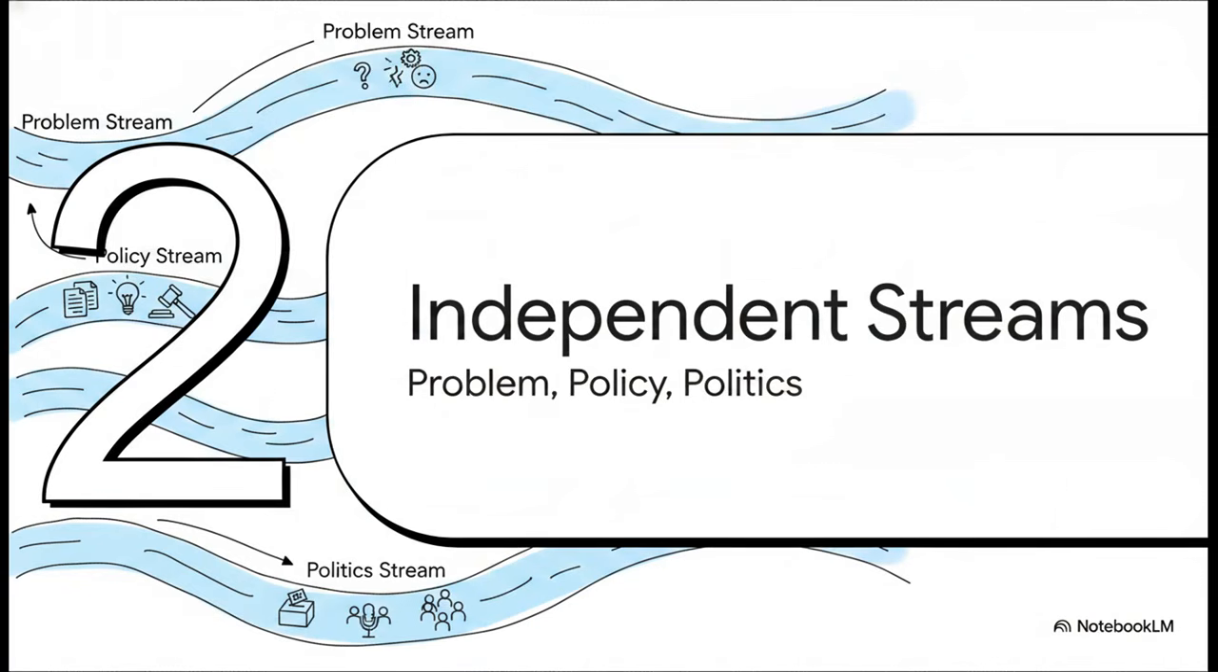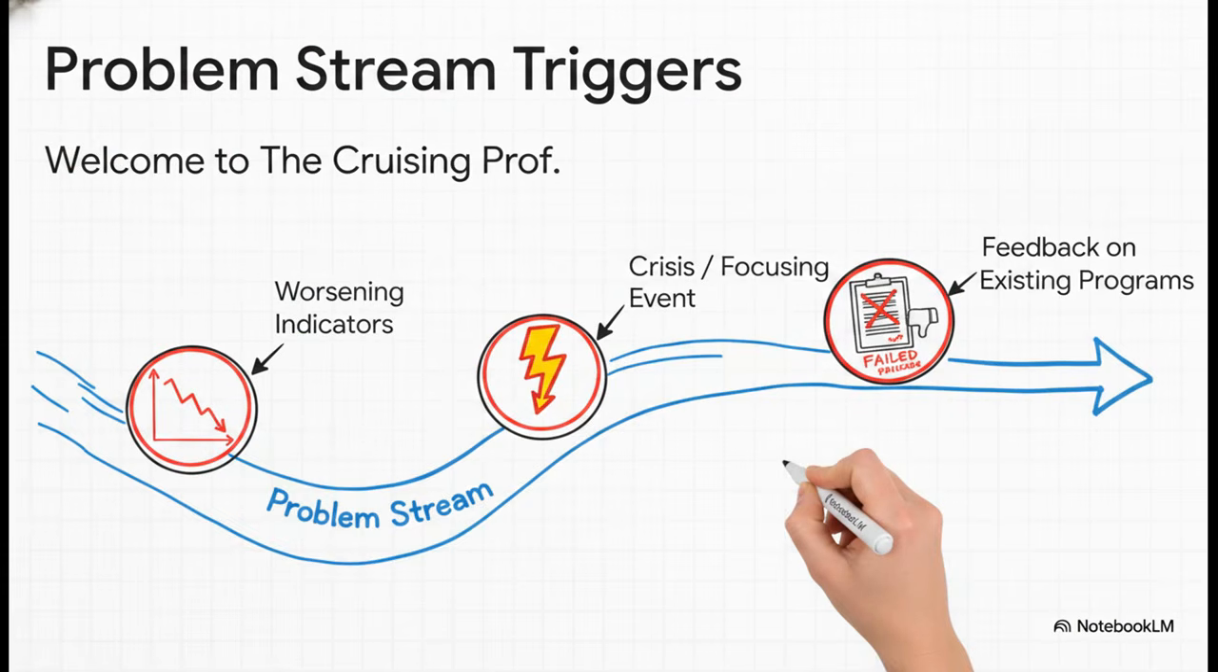Section 2, the 3 independent streams. Let's dive deep into exactly what is flowing inside these 3 rivers. First up is the problem stream. This stream dictates what actually grabs our super scarce attention. Things go wrong all the time, right? But they only become actionable problems requiring government action when triggered by one of 3 things: worsening statistical indicators, like a massive spike in unemployment, a sudden crisis or focusing event, like a natural disaster that dominates the news, or just absolutely terrible feedback on an existing program.